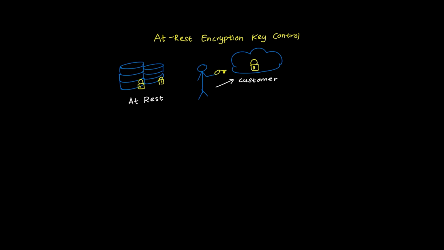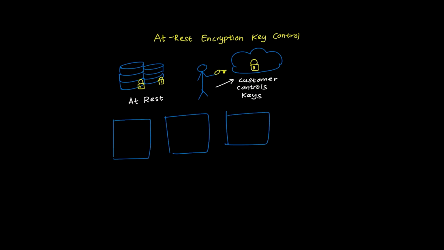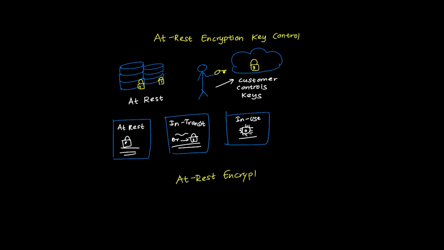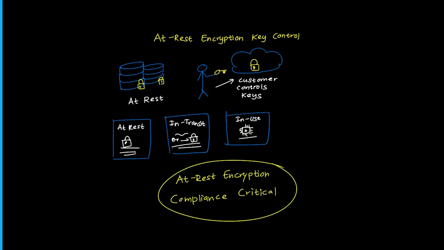This is typically achieved through customer-managed keys, where you generate, rotate, and control access to the encryption keys, while the cloud provider handles the encryption operations. It's like storing valuables in a bank vault but keeping the only key yourself. In-transit encryption protects moving data. In-use encryption is still emerging, and perimeter encryption isn't a standard classification. At-rest encryption with customer-controlled keys specifically addresses compliance requirements for stored sensitive data.